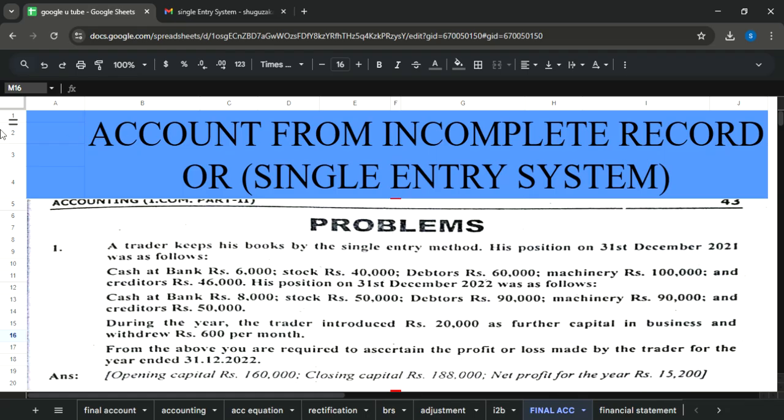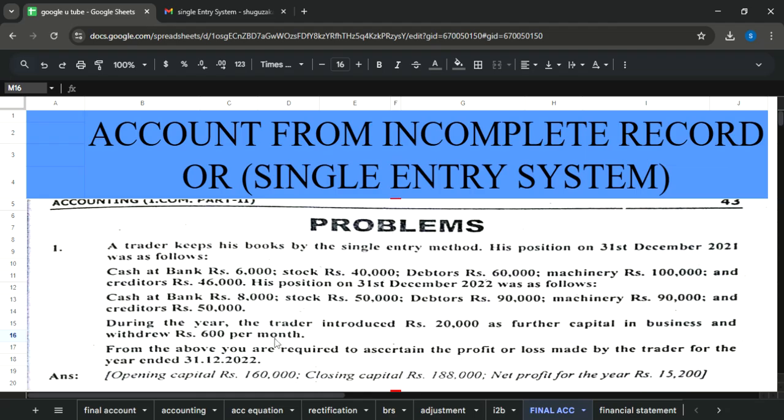Today's target is to solve question number 1. The chapter we are dealing with is accounts from incomplete records, or the alternate name of this chapter is single entry system. And here you can see we have our first problem, and a paragraph type of question is given.